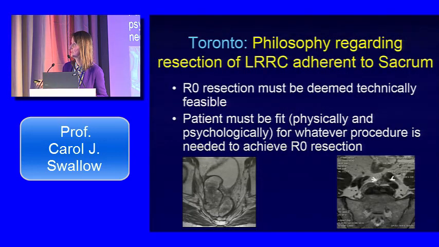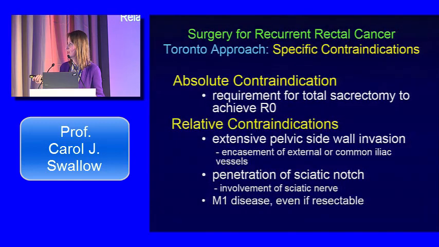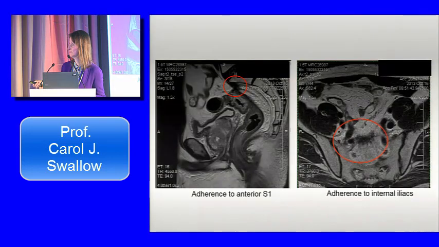We feel that R0 resection has to be technically possible, and the patient has to be fit for whatever procedure is needed to achieve that R0 resection. So it's an individualized decision based on the patient. In our group, having to do a total sacrectomy is an absolute contraindication for this disease. Extensive sidewall invasion, penetration of the sciatic notch, involvement of the sciatic nerve, M1 disease are relative contraindications.